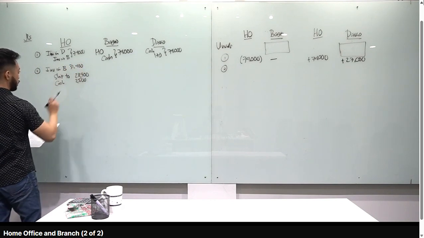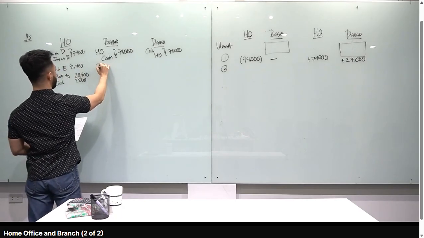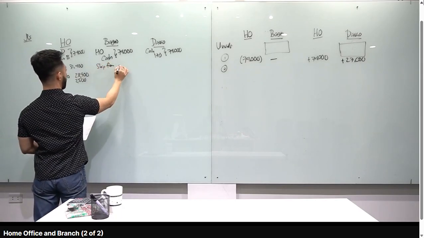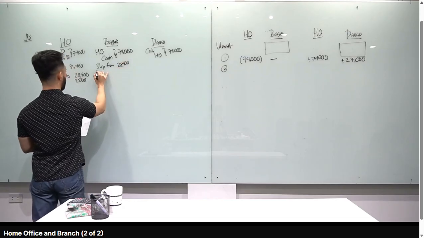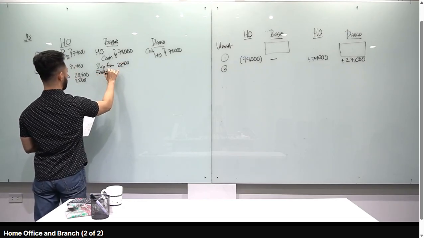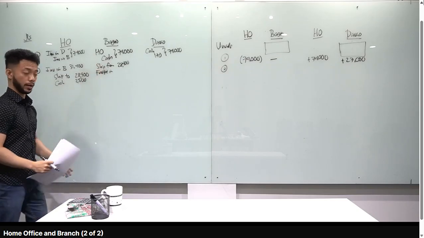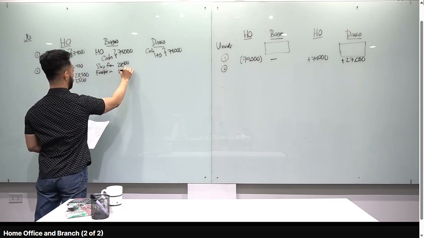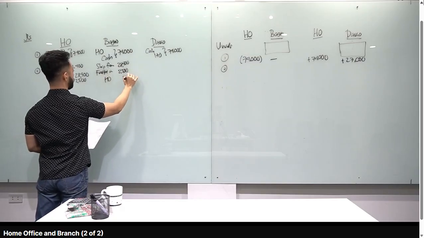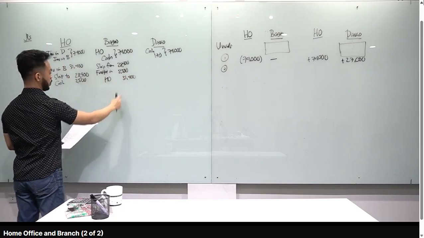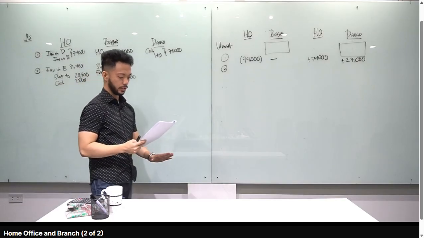Ayan. Ngayon, sa books ni Baguio, na-receive na yan, tama? Debit shipment from 28,900 and then debit freight in. So, sabi ko sa iyo, class, kanina, kung kanino yung inventory, siya yung magre-record ng freight. Kaya yung freight in, sa books ni Baguio natin na-record, 2,500. Okay? Credit HO, 31,400. Ayan ang balance eh. 31,400, 31,400. Okay. Next sentence.